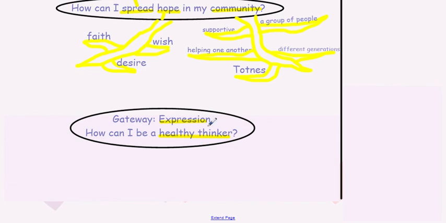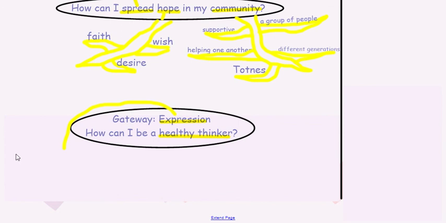So let's think about the two things that we're going to unpick. We've got expression and healthy thinker. Now, if you're like me and you've tried to leave yourself space above, you may want to use the left and the right. So I'm going to use the left and the right of the bubble to help me unpick this. So the first one I'm going to do is expression. So I'm just going to draw a little arrow over here to say that expression is starting over here. So unpick expression. What's our gateway asking us to do then? What is part of expression?